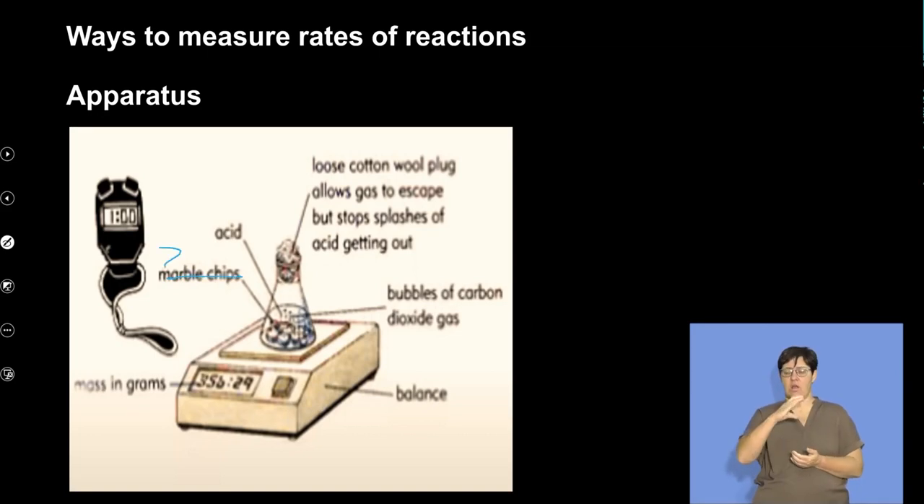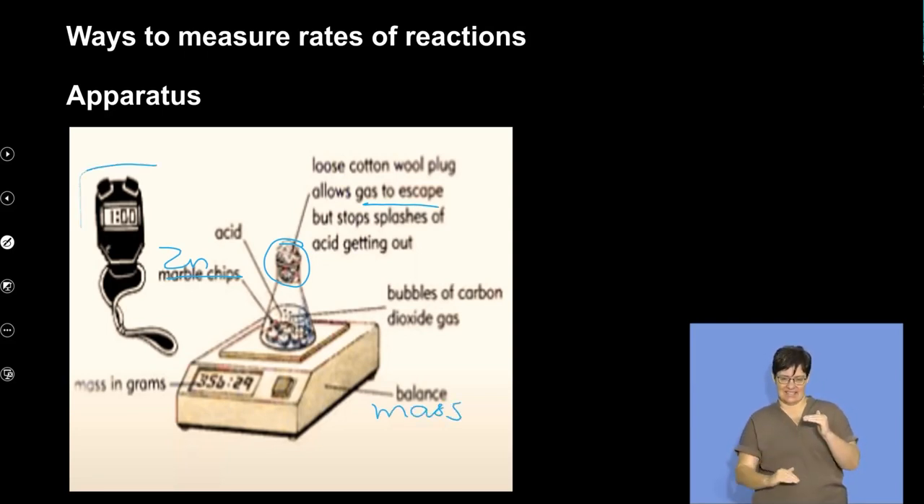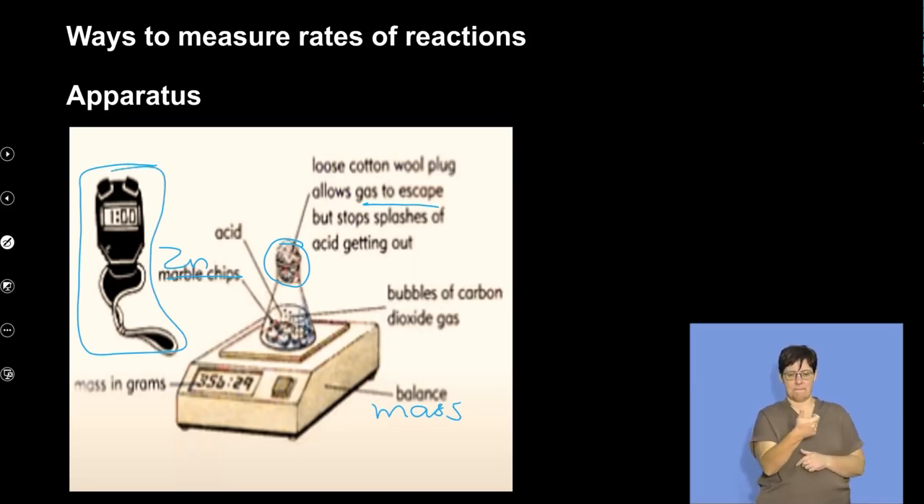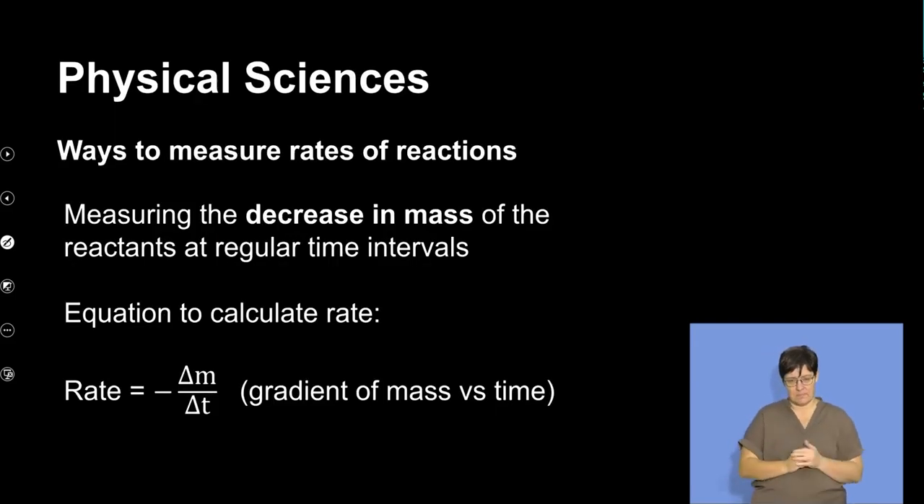And we can see that we will use a ball of cotton there, but the cotton will not be in the way of the escape of the gas. It will still allow the gas to escape. What you also need is a balance so that you can see the mass. And obviously, if you're going to use a timer, you can see for regular intervals what happens to the mass over those intervals.